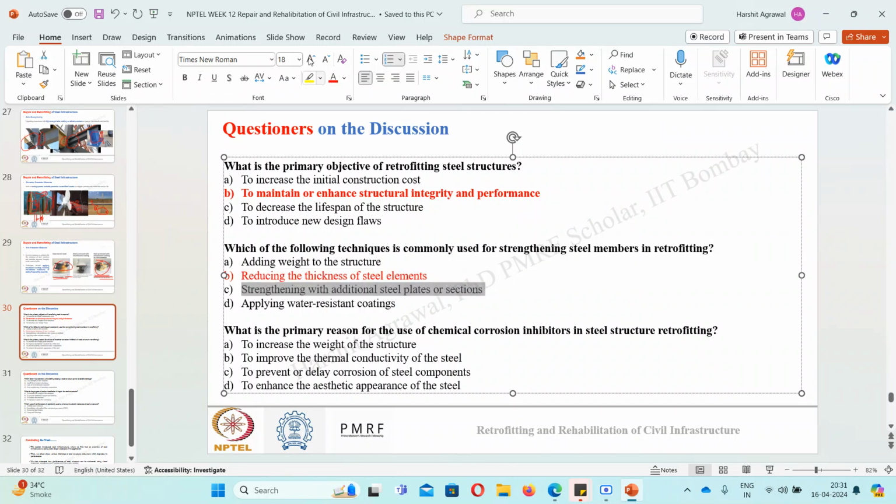Strengthening with additional plates or section? Yes, this can also be one way. Applying water resistance coating? This can also be one way. However, the most commonly used one is the strengthening with additional steel plates and section.